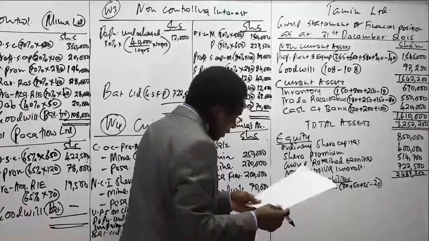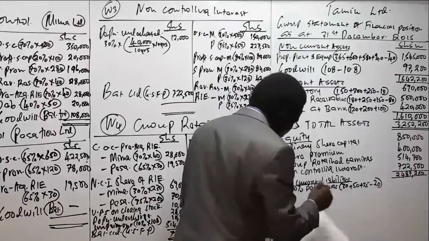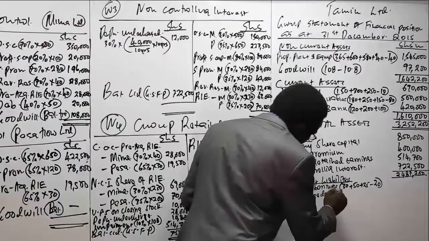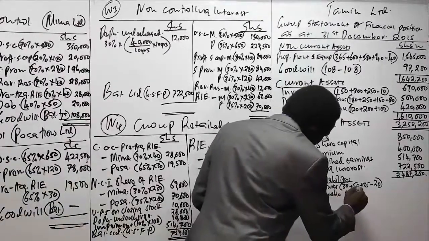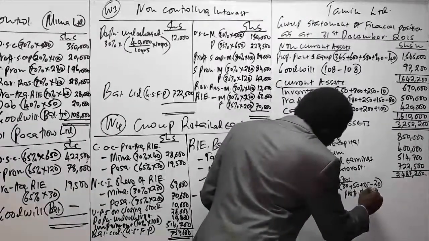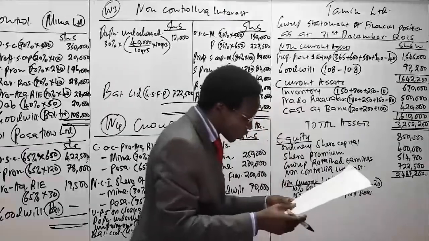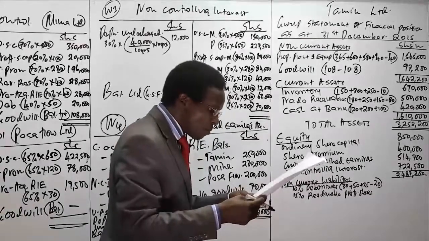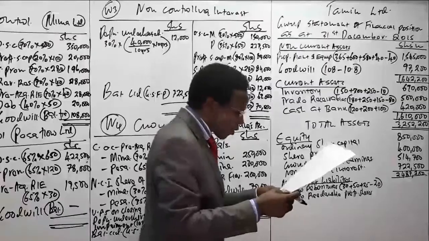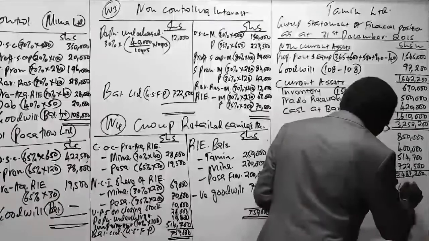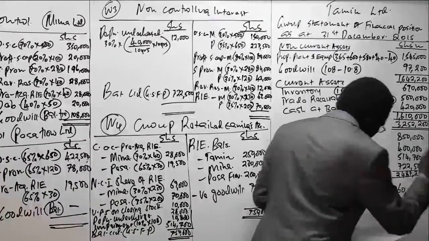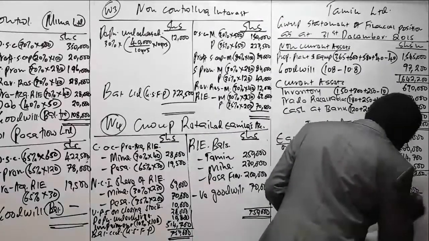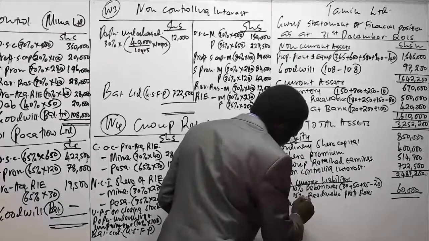Then we have 15% redeemable preference shares. Just the same story. We don't have the one for Tamim and even PesaFlow, so we recognize the one for Mima, 60,000. It had not been acquired. Nothing else for non-current. So we have the current.